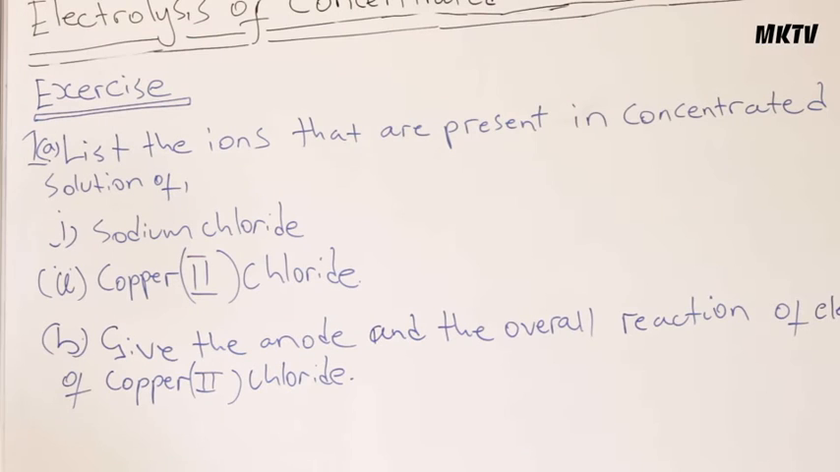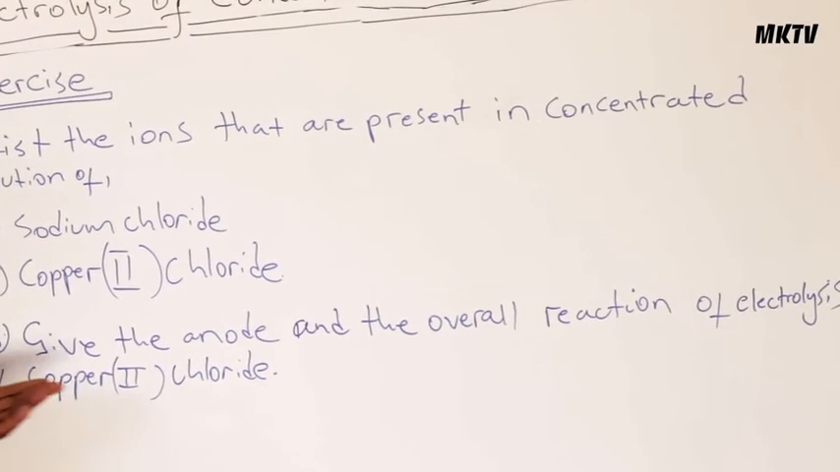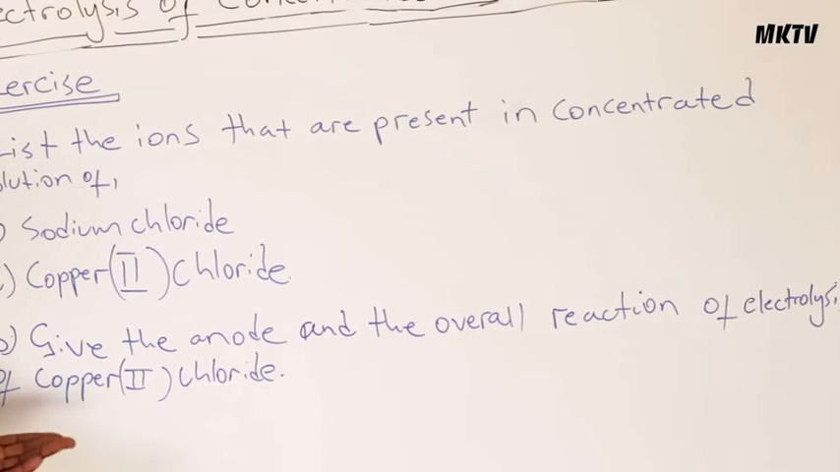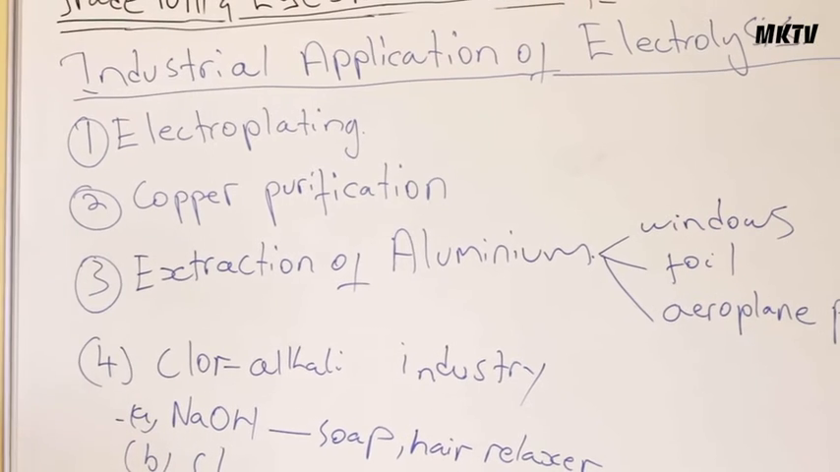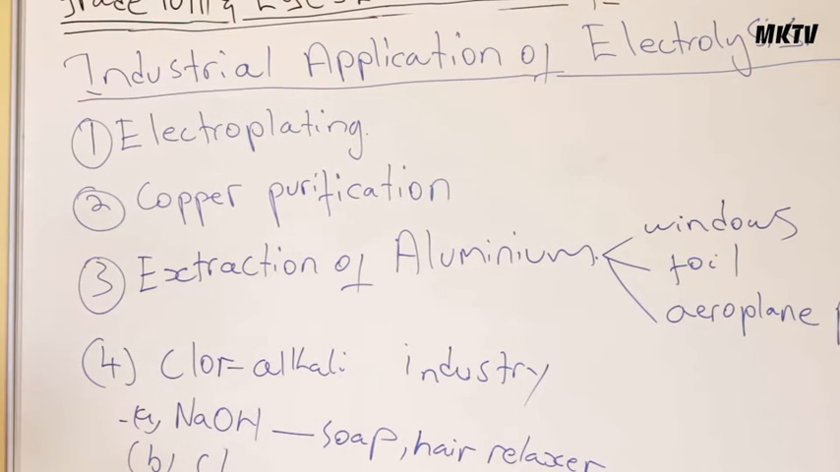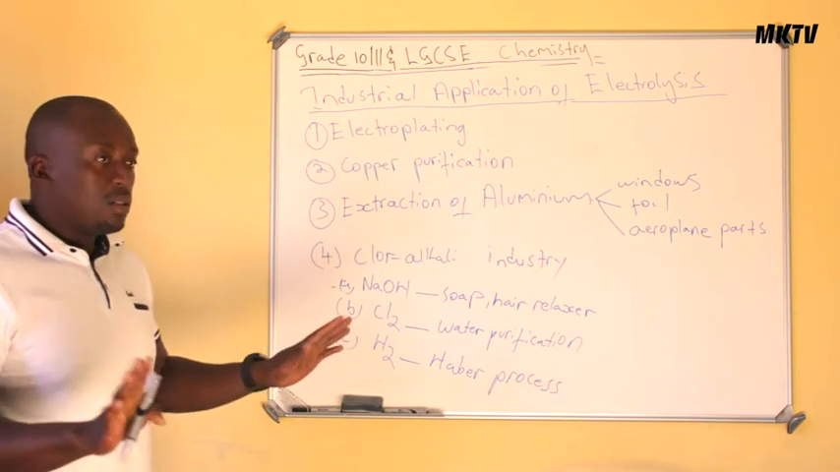Okay guys, I have prepared some industrial applications of electrolysis. Electrolysis can be used in electroplating. Electroplating is where one metal is covered with another metal. For example, gold electroplating, where a certain metal is covered with gold to make it look more attractive and beautiful.